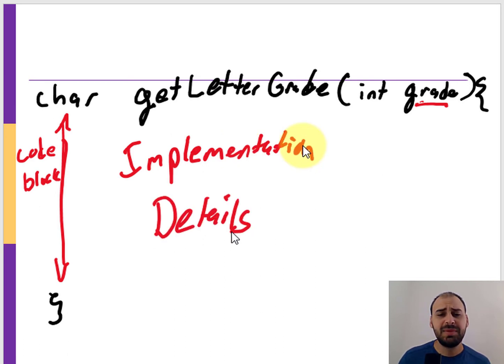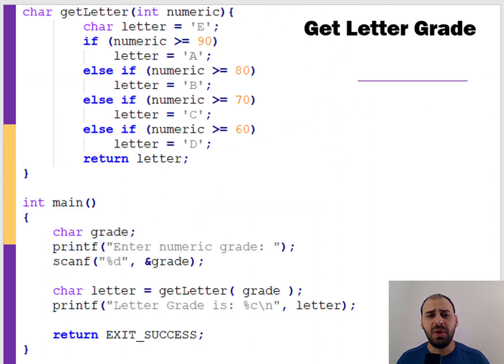Notice these implementation details, they're all encapsulated, right? They're hidden within this function code block, effectively within this function scope. All right, let's look at a way of building this. Here's our function, here are the details.